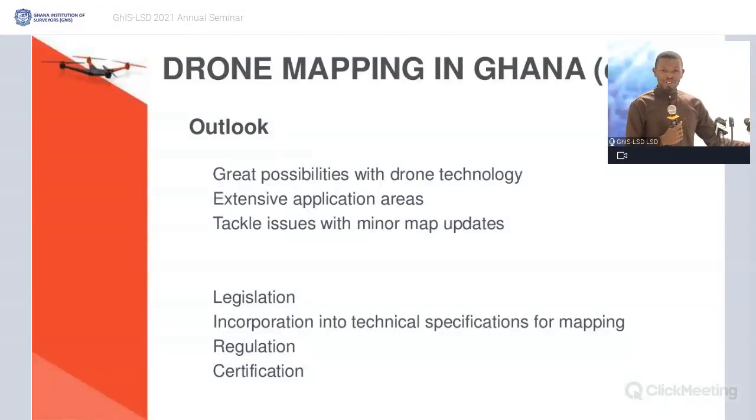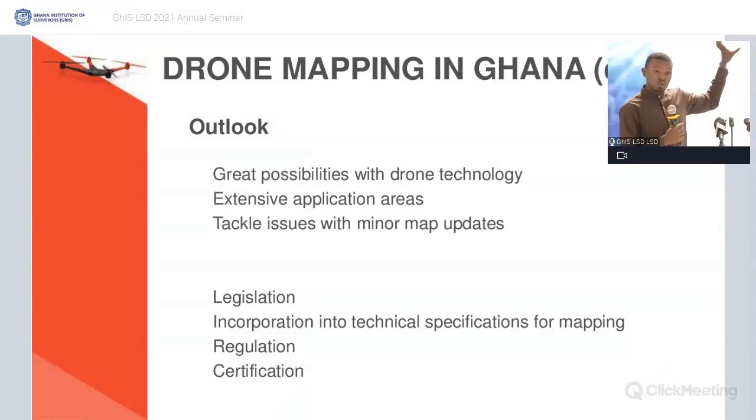Unfortunately, that portion of the slide is not visible, but this is the outlook that we see for drone mapping. There are great possibilities with the technology. The application areas are extensive. It also helps us solve a critical problem, that is minor map updates. Beyond the major map updates that we rely on, maybe foreign companies with the capacity to map on a large scale, by convention we are supposed to map every 5 years. Even if we are able to meet this 5 years, if there are minor updates between these 5 years, we can rely on drones to do this.